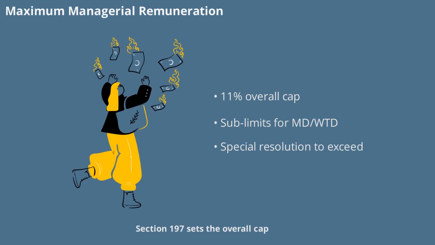Section 197 sets the overall cap for managerial remuneration in a public company. The total cannot exceed 11% of net profits, with specific sublimits for managing directors, whole-time directors, and managers. These limits can be exceeded only with shareholder approval via special resolution. Sitting fees are excluded from these percentages.